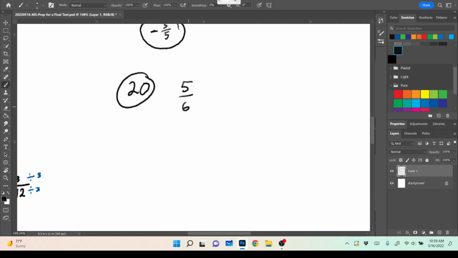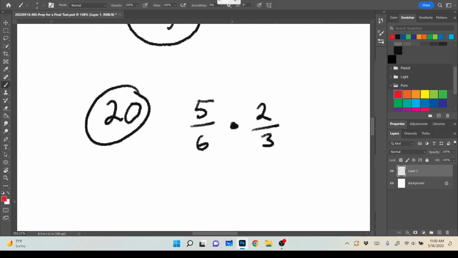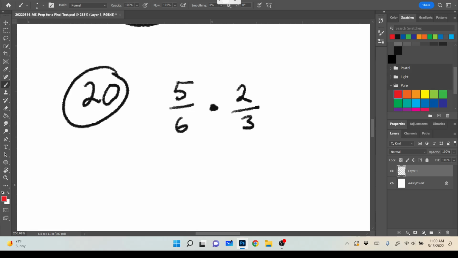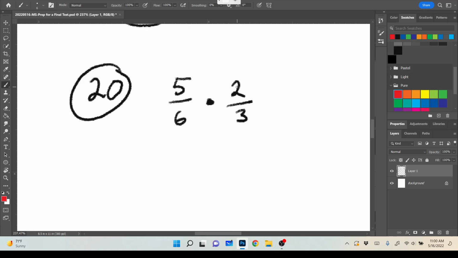Five over 6 times 2 over 3. What should we do with that? We do multiply straight across. What should we do first to make our life so much easier? We should see if we can pre-reduce. Can we pre-reduce? We sure can. What can we pre-reduce? The 2 and the 6. What are we dividing by? 2. What's 2 divided by 2? 1. 6 divided by 2. 3.